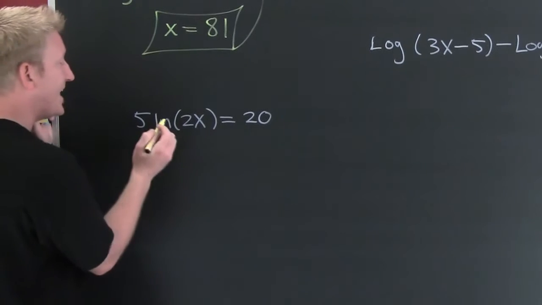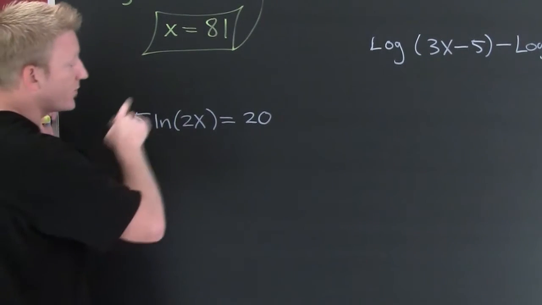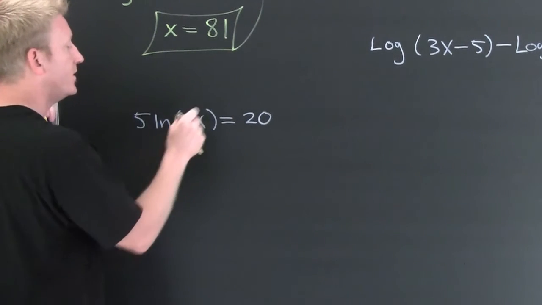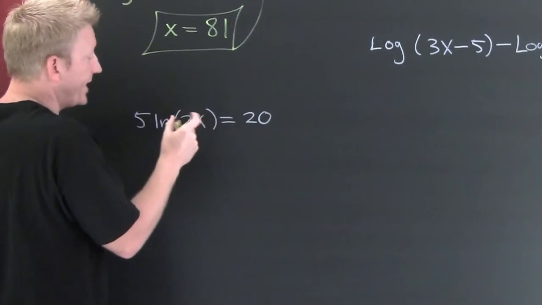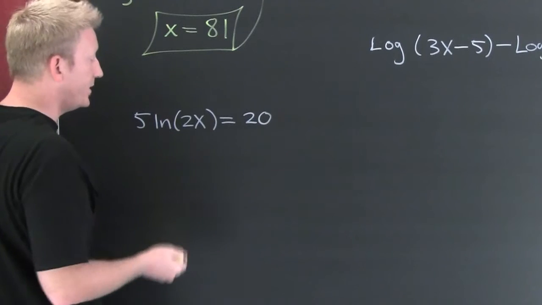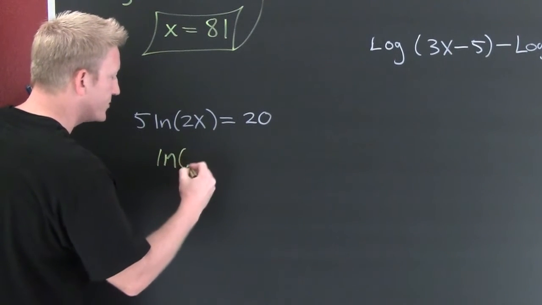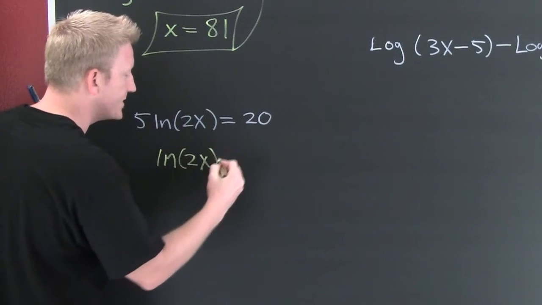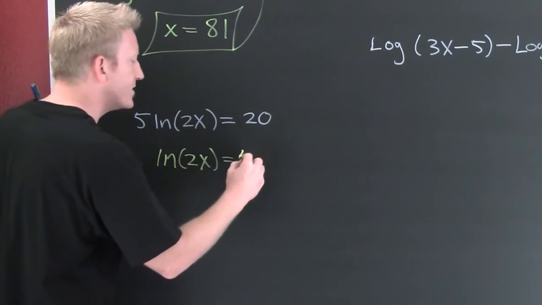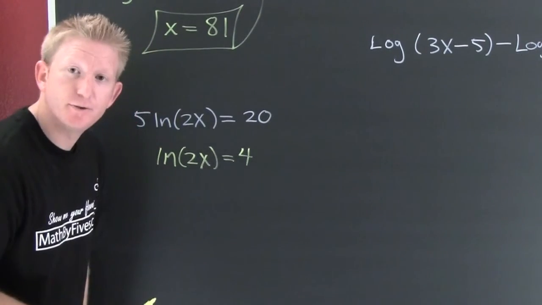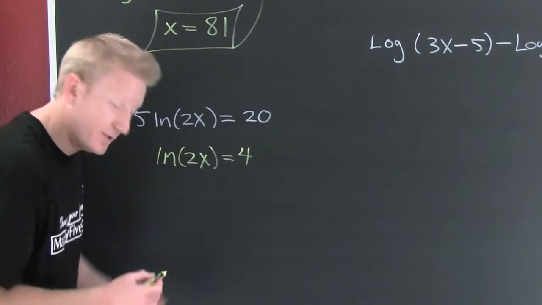Okay, so then I need the isolated logarithm. So I need to divide both sides by 5, or I can take that up to the exponent of the argument. But no, I'm going to divide both sides by 5. So I have the natural log of 2x is equal to 20 divided by 5, which is 4. Now what do I need to do? I need to e it up.